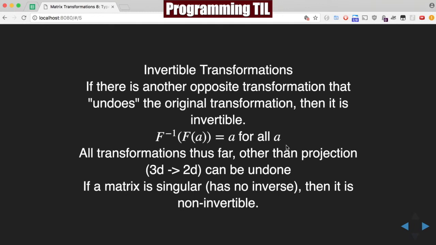All transformations we've done so far, except for projection, can be undone. Think about if we have a 3D matrix and we convert that to a 2D matrix, thus transforming it with a projection. We obviously lose the extra data, and that cannot be undone. That's why projections are not invertible transformations. If a matrix is singular and has no inverse, then it is also non-invertible.